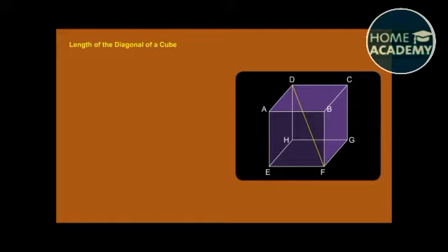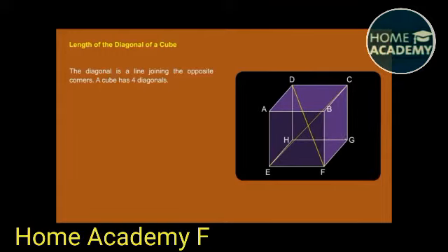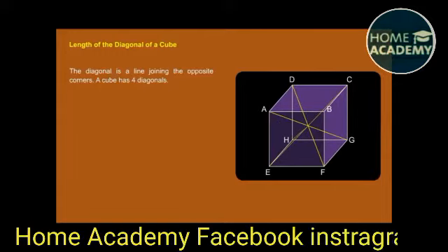Length of the diagonal of a cube. The diagonal is a line joining the opposite corners. A cube has 4 diagonals. The length of the diagonal of a cube is equal to under root L square plus L square plus L square, which is equal to under root 3L square, which is equal to L under root 3.